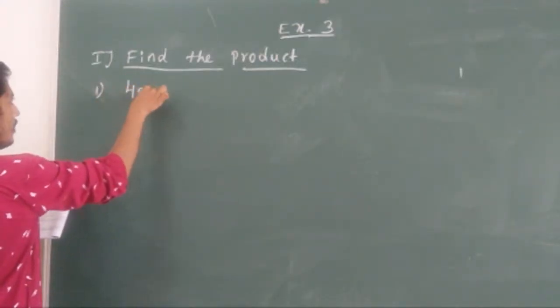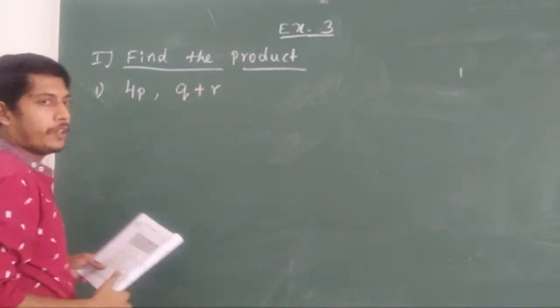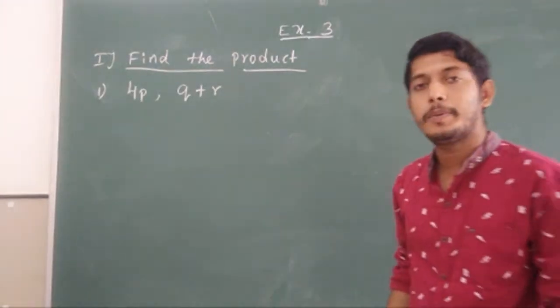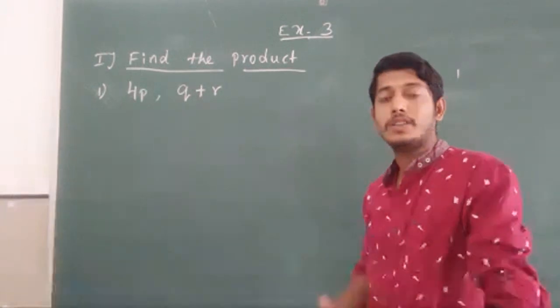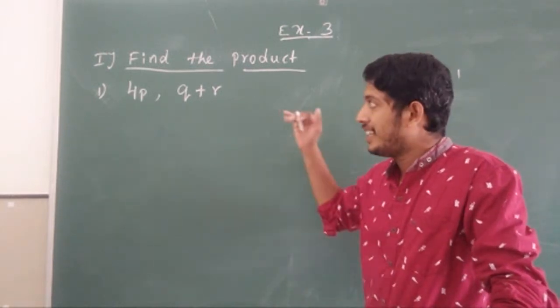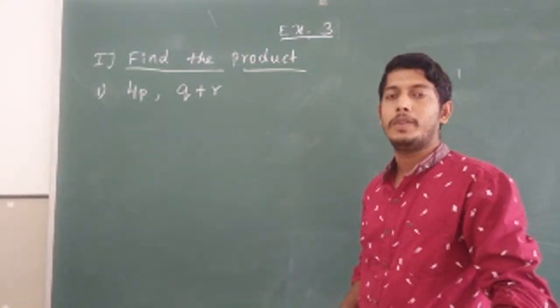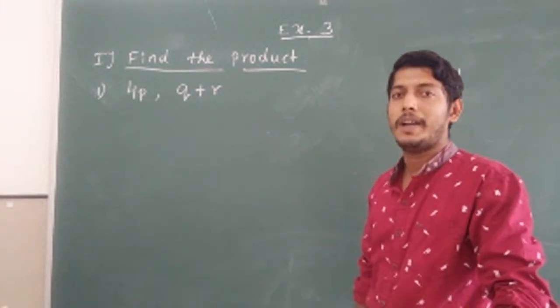Find the product. In that, the first one is 4p into q plus r. That means in the previous exercise they gave multiplication of monomial into monomial, or even if 3 terms were given, they were all monomials. But in this exercise, one of them is a binomial. That means here it becomes multiplication of monomial and binomial.